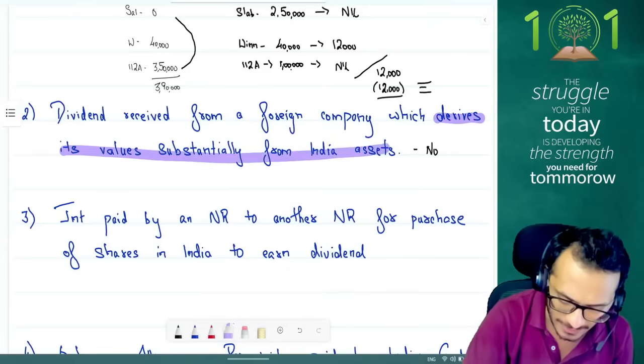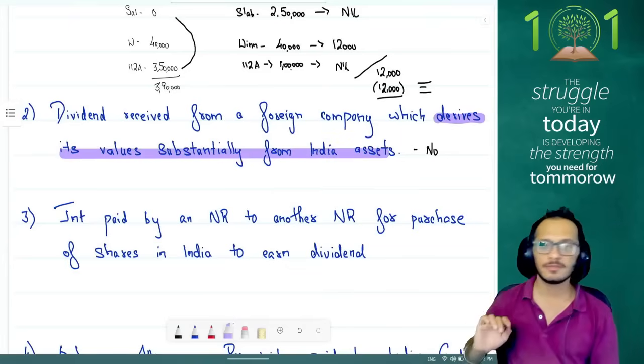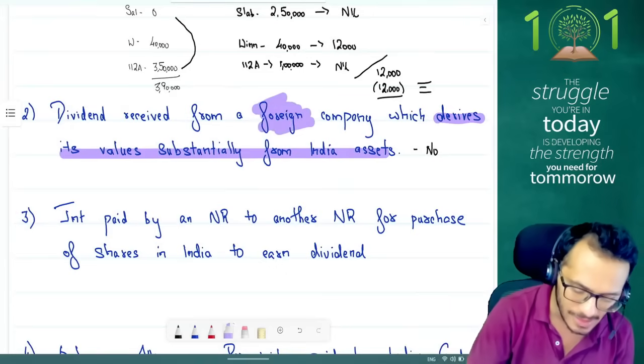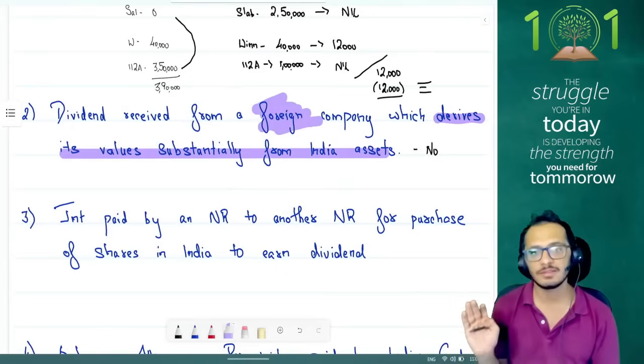No, it is of no relevance. This point has no relevance at all. You will ignore this point. It doesn't matter. The question is whether you have something called an Indian company here. There is no Indian company. It is not taxable.